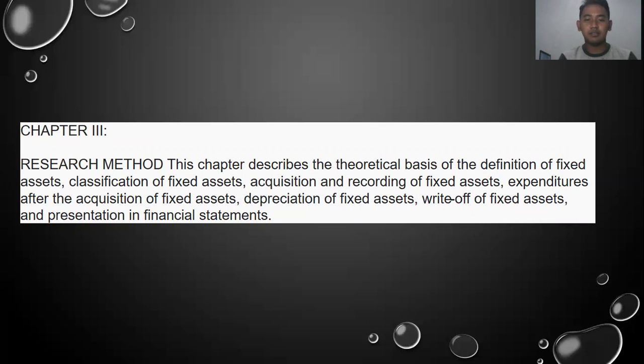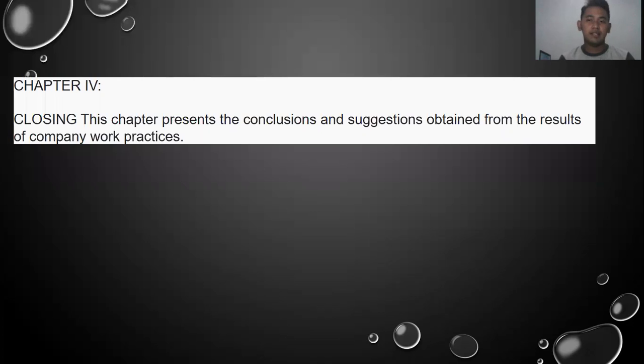Chapter 3. Research method. This chapter describes the theoretical basis of the definition of fixed asset, classification of fixed asset, acquisition and the recording of fixed asset, expenditures after the acquisition of fixed asset, depreciation of fixed asset, disposal of fixed asset, and presentation in financial statement. Chapter 4. Closing. This chapter presents the conclusion and suggestion obtained from the result of company work practice.